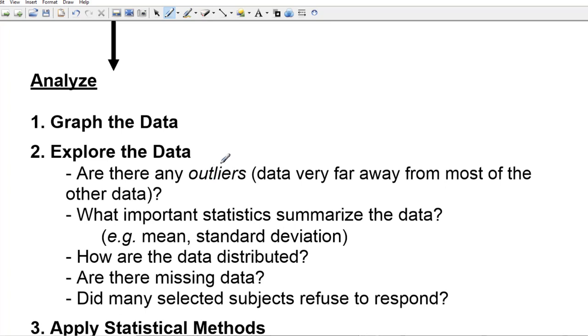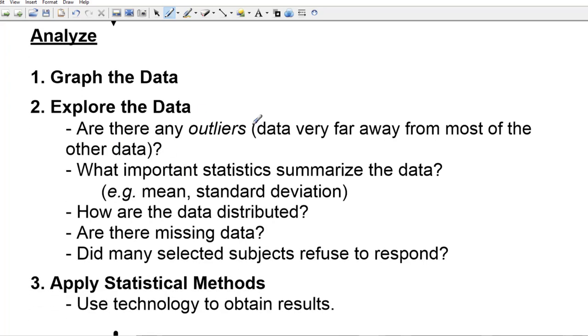Are there any outliers? An outlier would be if you guys are taking a test and I'm looking at the grades to see if maybe the test was too hard or too easy, and somebody got a 0 because they did not attend. That's an outlier. So that's somebody who was very far away from most other data. And that person is really going to skew the data, so we need to take them out.